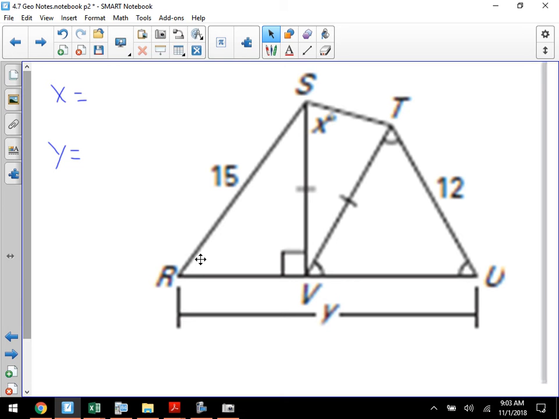If I were going to draw this one, I would draw the bottom first. I would do my triangle like that. And then do this.